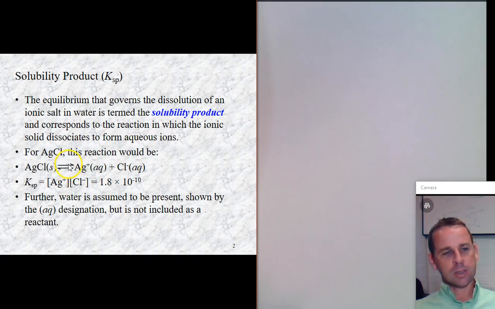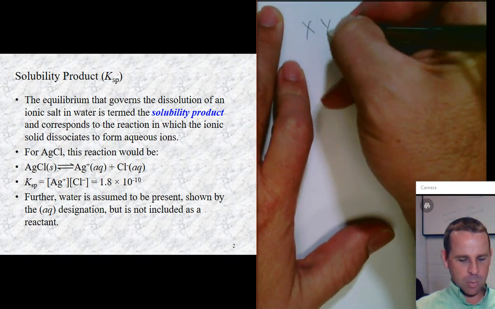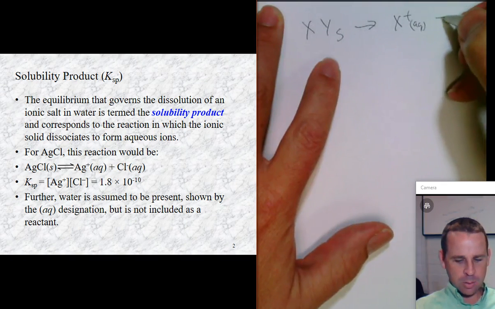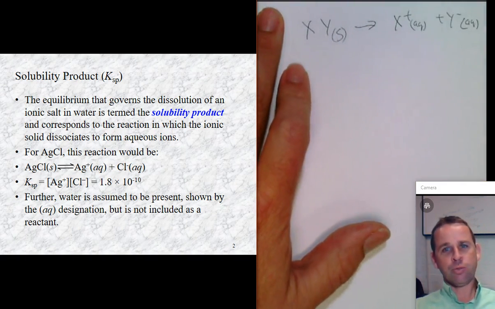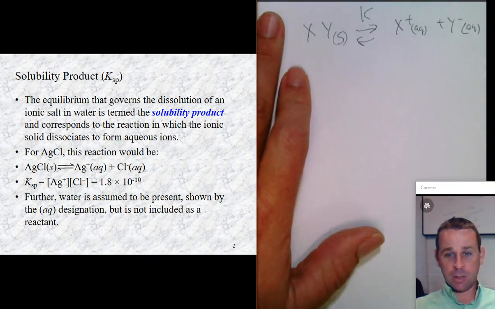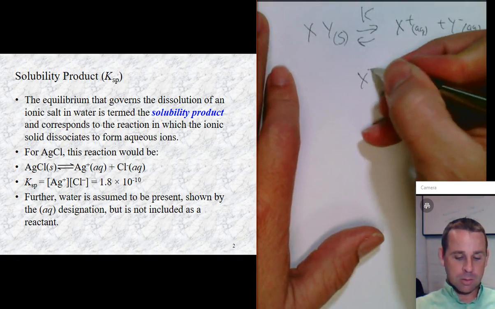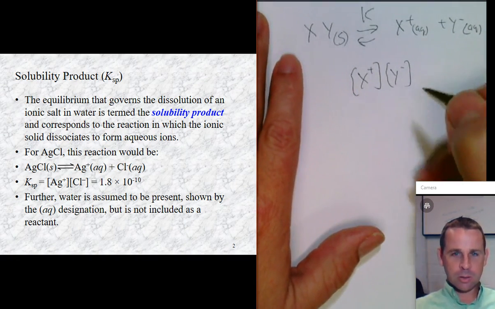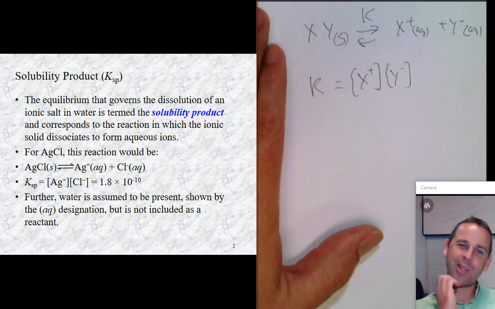in their product. Okay? And if you think about it, if I were to have told you, here's X and Y, and it's solid, and it's ionizing into X plus aqueous and Y minus aqueous. If I asked you to write the equilibrium expression or the mass action expression, you would write concentration of X plus, concentration of Y minus, over nothing because it's solid, right? So that's it. That would be the K for that reaction.